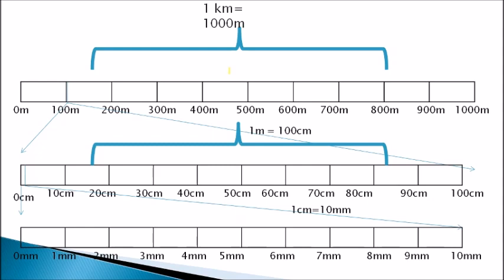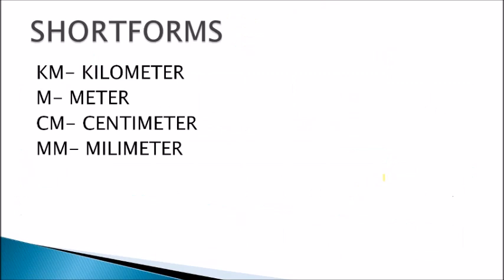1 kilometer is equal to 1000 meter, 1 meter is equal to 100 centimeter, 1 centimeter is equal to 10 millimeter. For revision, you can write it down in your copy also. You can get the short forms of those: km stands for kilometer, m stands for meter, cm stands for centimeter, mm stands for millimeter.